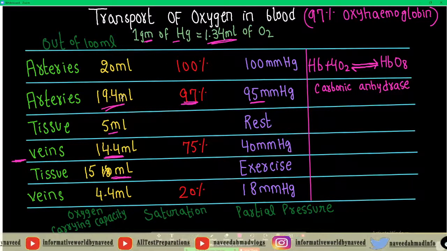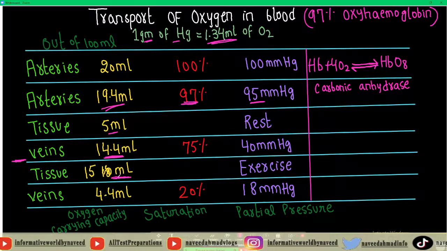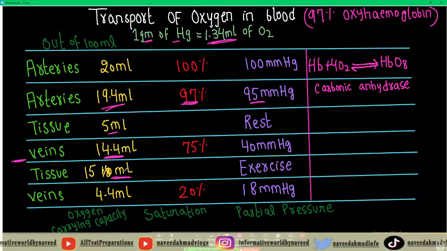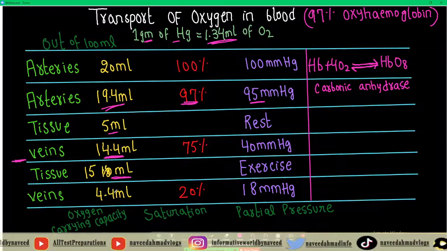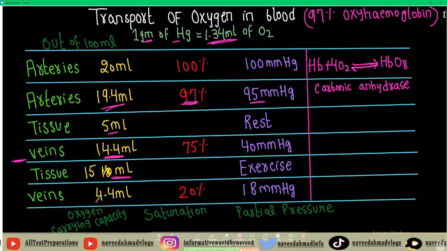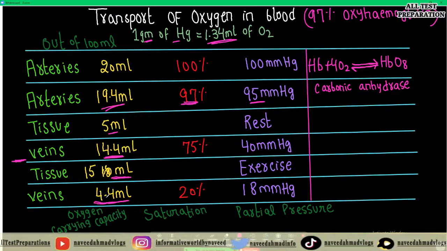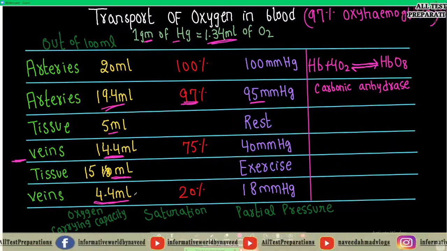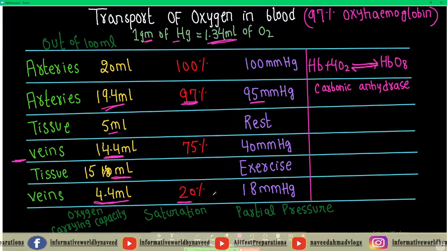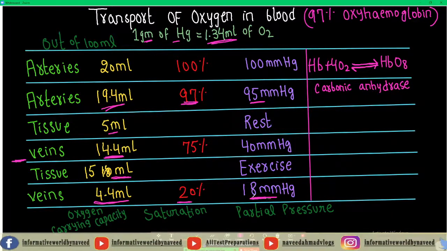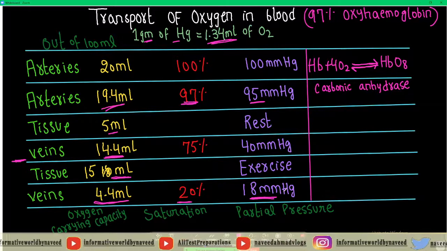So out of 19.4 ml of oxygen, 15 ml is transported to the tissue, while the remaining 4.4 ml is left in the veins. At that time, the veins have 4.4 ml of oxygen, and the blood is 20% saturated, while the partial pressure becomes 18 mmHg, millimeters of mercury.